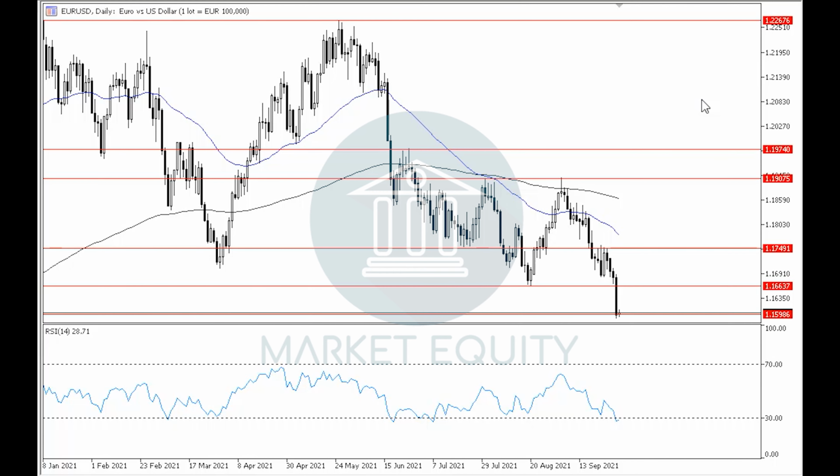I'm going to be talking about some of the major pairs and their price movement predictions for the day, which falls on a Thursday, 30th of September 2021.